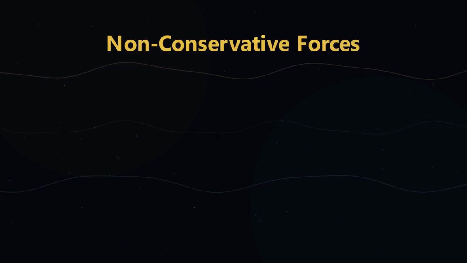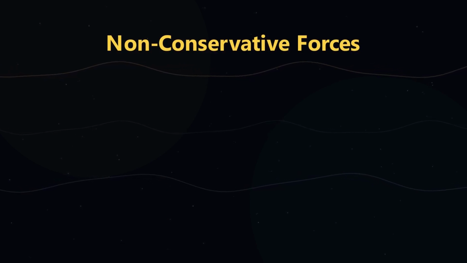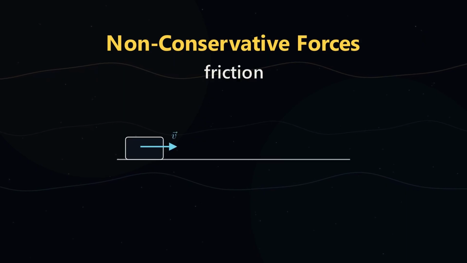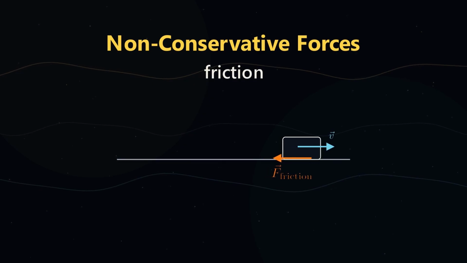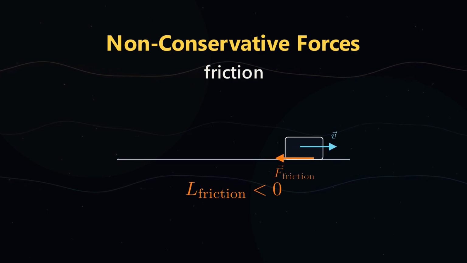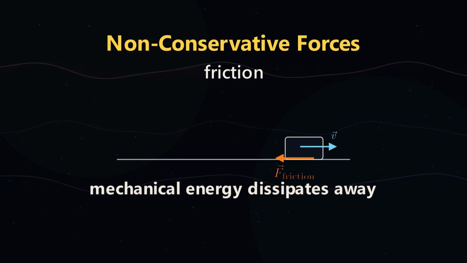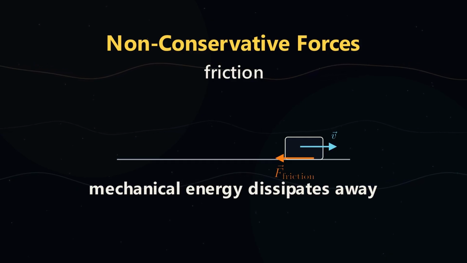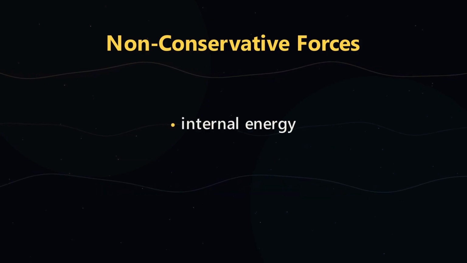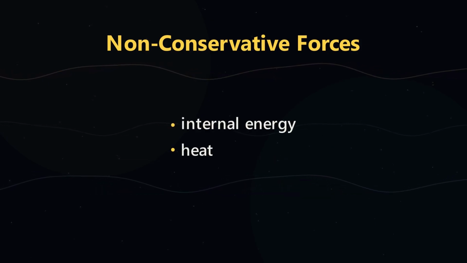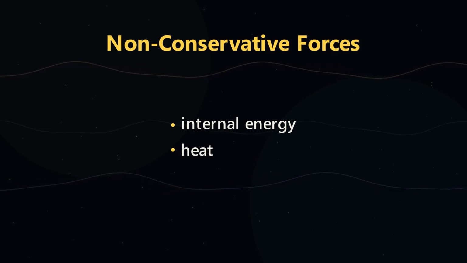Before closing, it is worth asking what happens when non-conservative forces are present. The classic example is friction. When a body moves along a surface, friction acts against the motion, and because of this, it does negative work on the body. This means that part of the mechanical energy is removed from the motion of the system, but it does not disappear. It is transformed into other forms of energy, mainly internal energy and heat, which are then dispersed into the environment. So, in the presence of non-conservative forces, mechanical energy is no longer conserved.